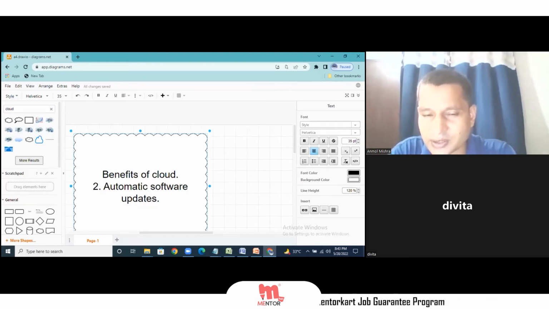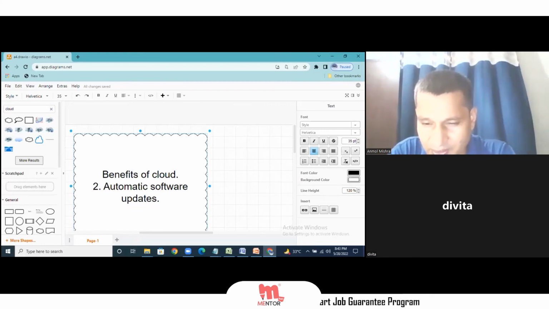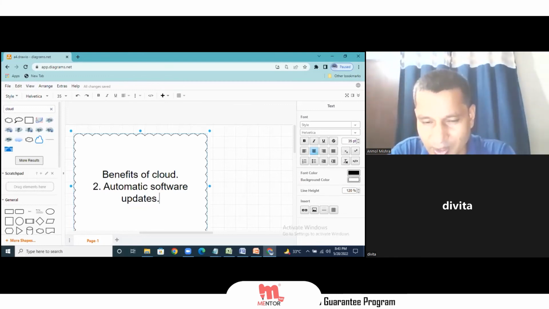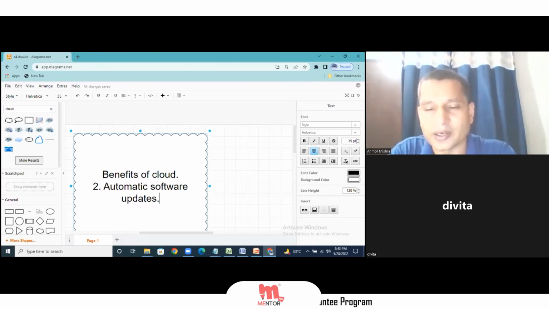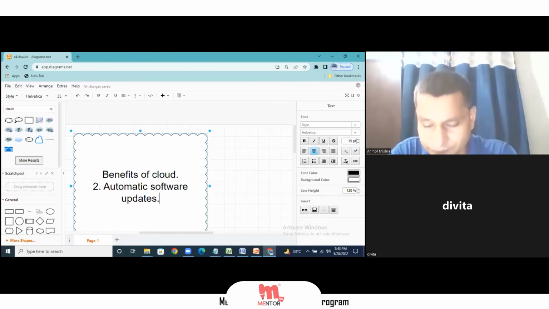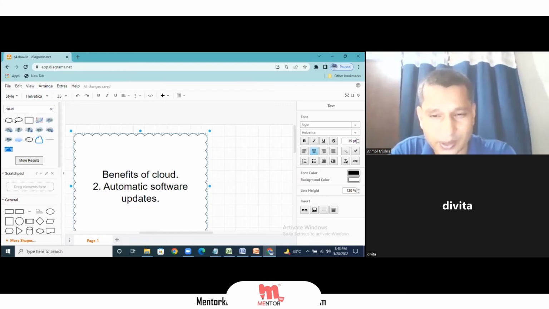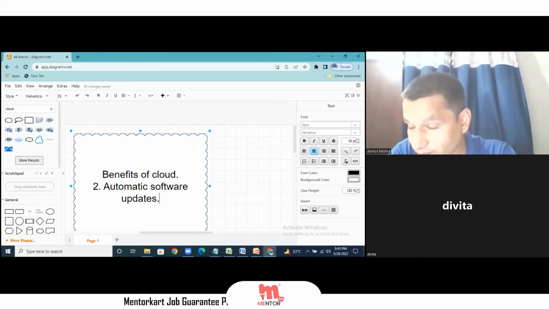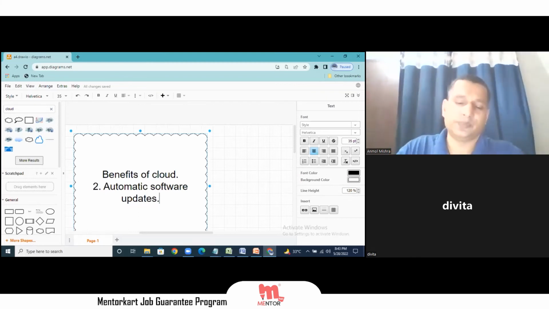Whatever software updates Microsoft releases will be deployed by the cloud provider. The meaning of this is that it will be deployed by the cloud provider. You don't have the tension of doing this. Crystal clear means fully clear. Okay, very good. Then the third point, I'm writing here.